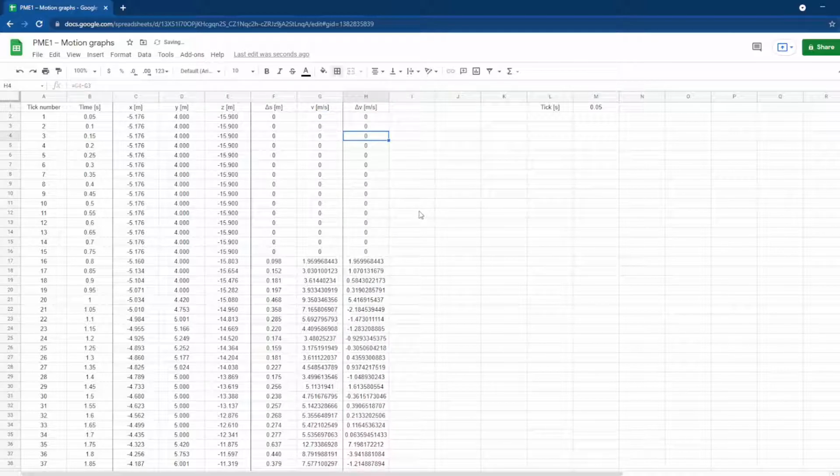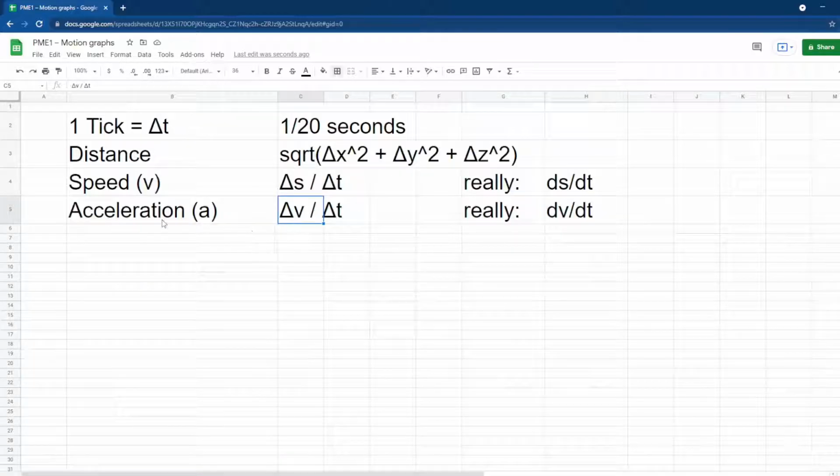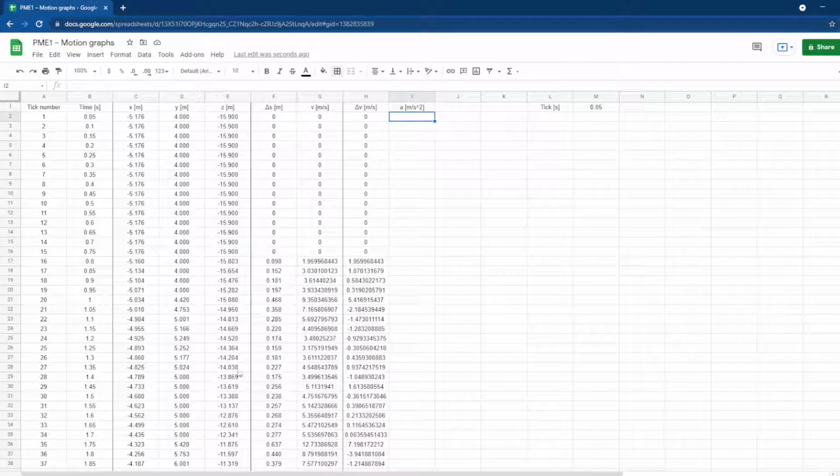Yep, perfect. Using speed, we can calculate acceleration, and that would be in meters per second squared. Acceleration is delta V divided by delta T, so let's plug that in. Delta V divided by delta T. Again, delta T is a constant, so let's press F4.